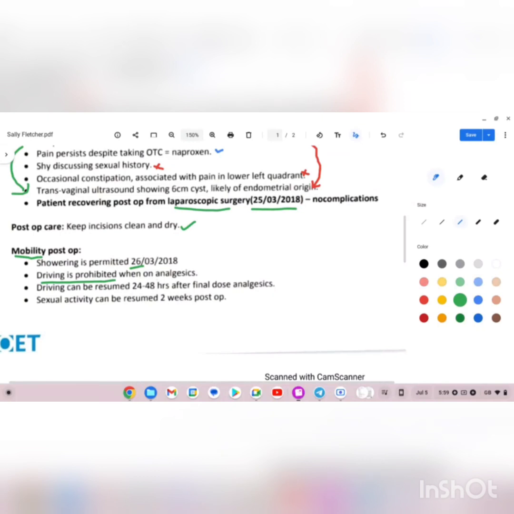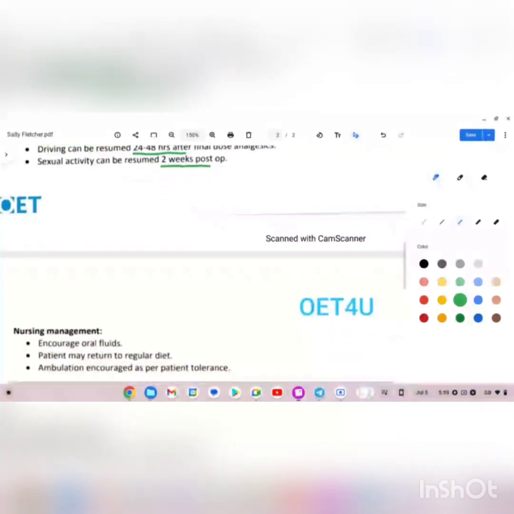When on analgesics, the patient is on analgesics, that we will come to in a minute. Driving can be resumed 24 to 48 hours after the final dose of analgesics only, and sexual activity can be resumed after 2 weeks post-operatively. So all these are important points to discuss with the patient.